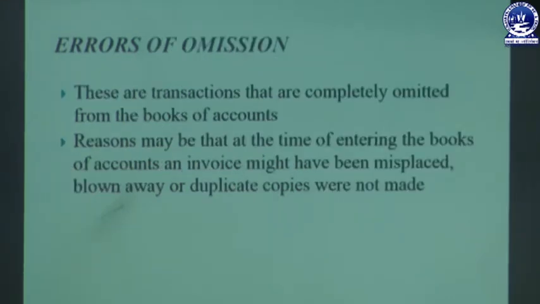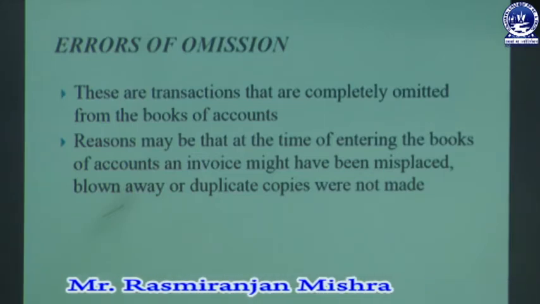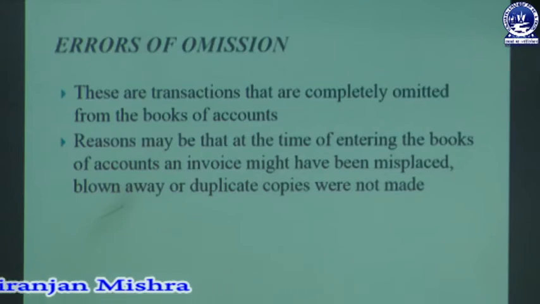First we are going to discuss what is error of omission. These are transactions that are completely omitted from the books of account. Omission means that at the time of preparation of the books of account, a transaction is completely omitted, not recorded either in the journal or in a separate ledger account, so the trial balance is not mismatched. That is a case of complete omission of an entry from the books of account.